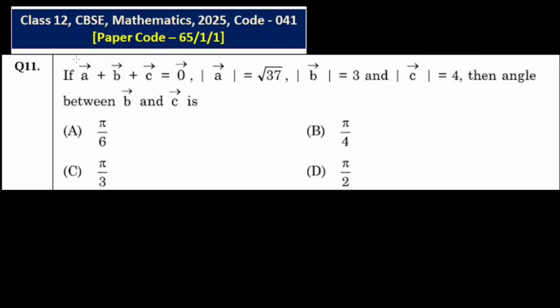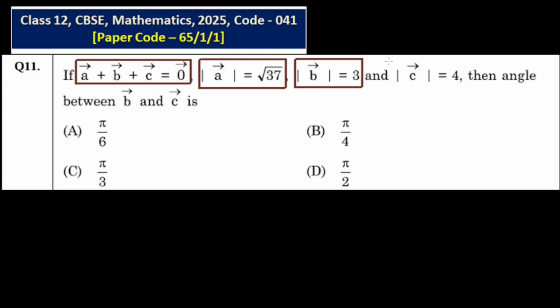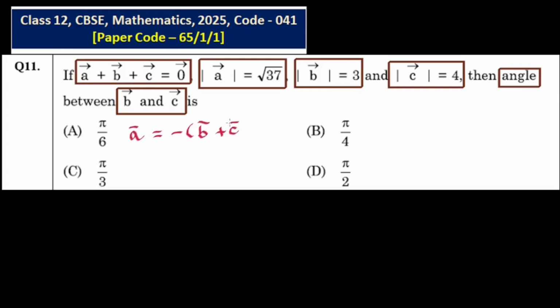In this question, a bar plus b bar plus c bar equals 0 is given. Mod a bar is root 37, mod b bar is 3, and mod c bar is 4. We have to find the angle between b bar and c bar. From a bar plus b bar plus c bar equals 0, we get a bar equals minus of b bar plus c bar. Mod a bar square will be mod of minus b bar plus c bar whole square, that will be mod b bar plus c bar whole square.